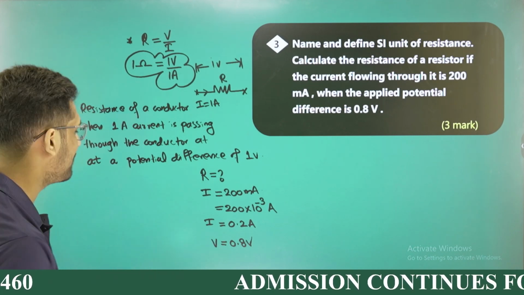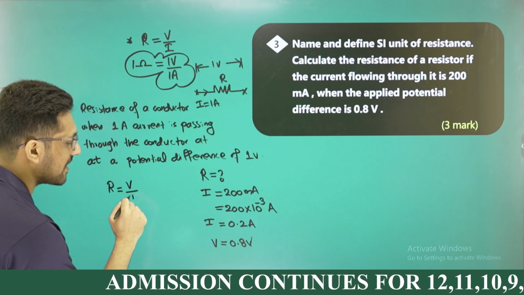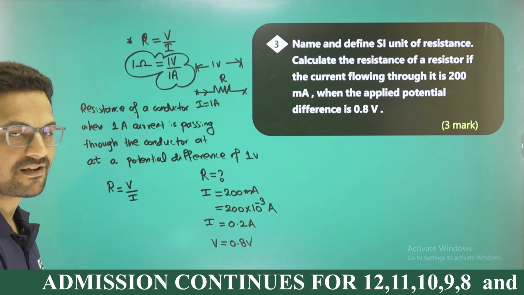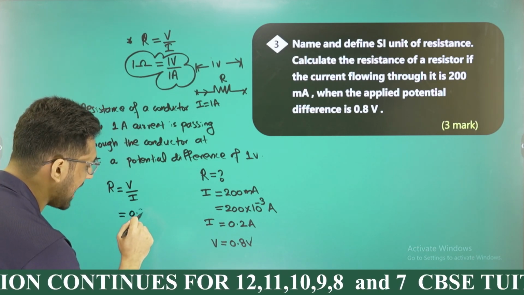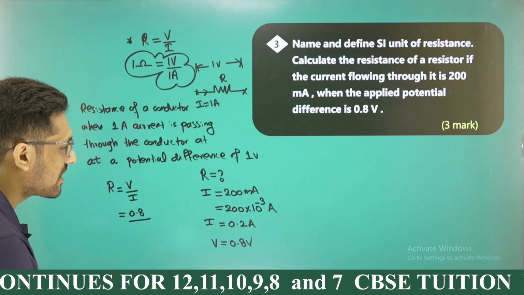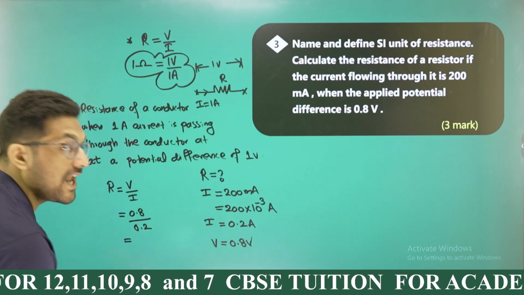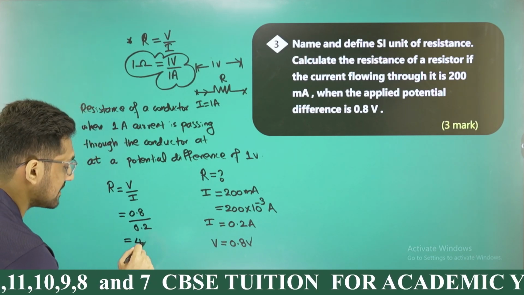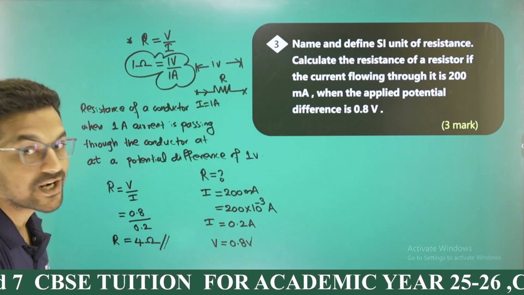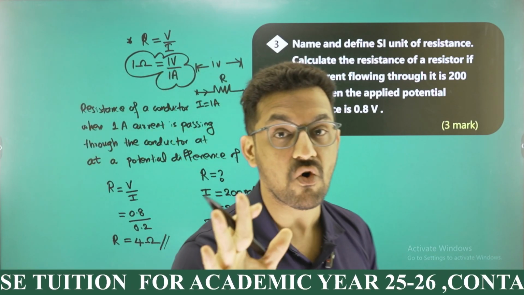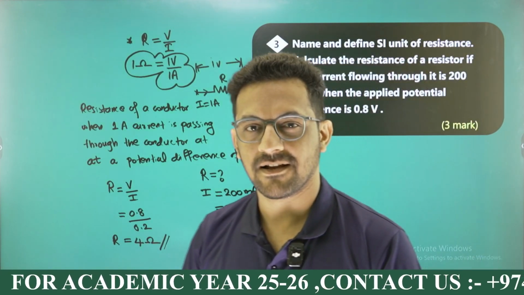What is the equation? We have the equation. R is equal to voltage by current. Then voltage is 0.8 divided by current 0.2. That will be 8 by 2. That is 4 ohm. Now I have the resistance value. What is the resistance? That will be 4 ohm. Okay. Did you understand this?